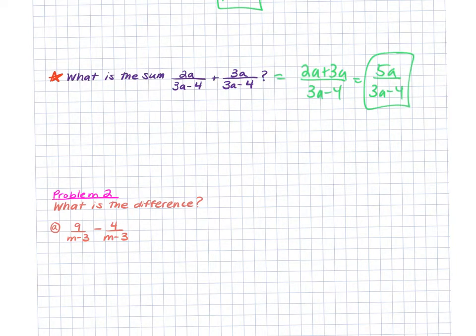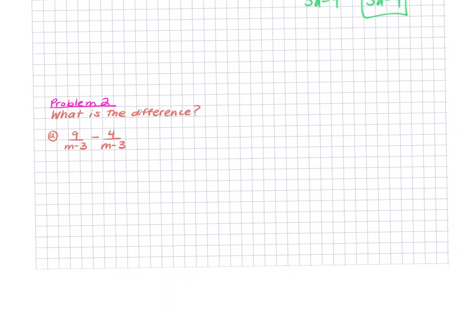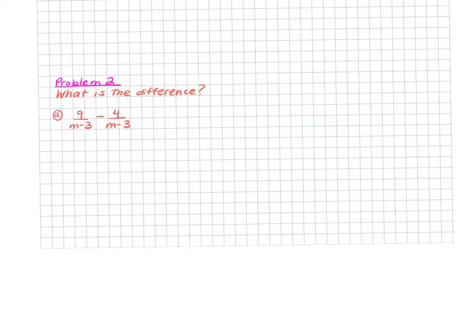Okay. 5a over 3a minus 4, since they both had the same denominator. So that's adding. Subtracting, basically do the same thing. Here, the denominator is the same. 9 minus 4 equals 5 over n minus 3.